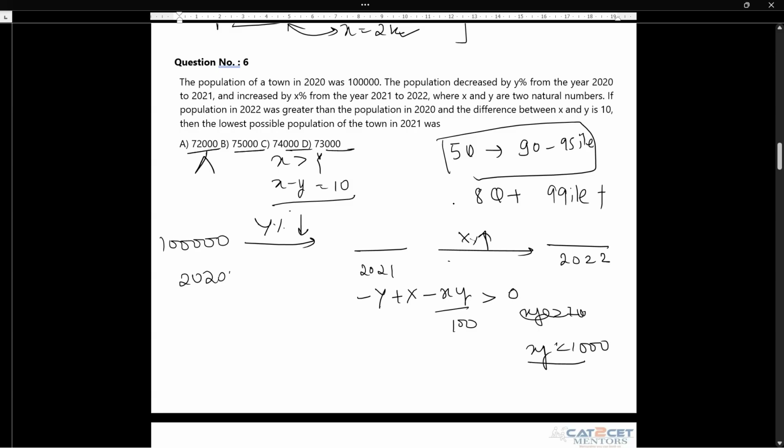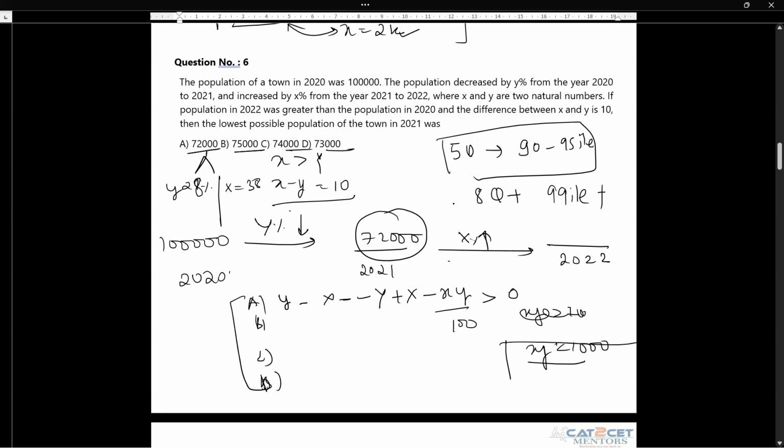In option A, I have to calculate the 2021 population. If this is 72,000, then from here I can get y as 28%. And if I get y as 28%, I will get a corresponding value of x to be 38. For all the four options, I will get a y value and an x value. I will check all four options for this criteria, product to be lesser than 1000. Whichever option satisfies, I will take it.